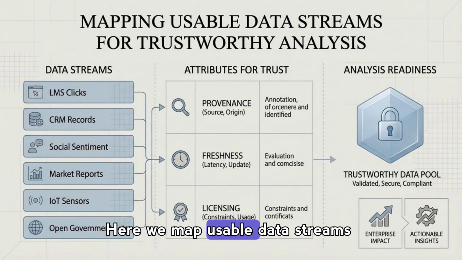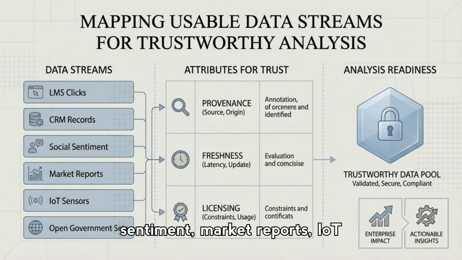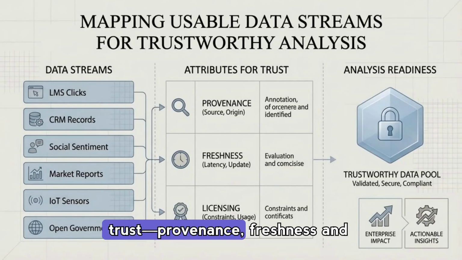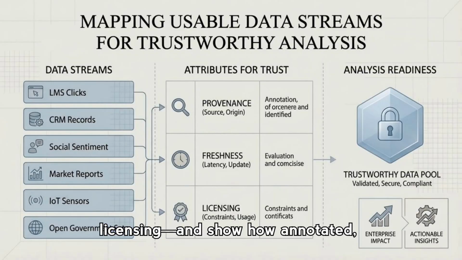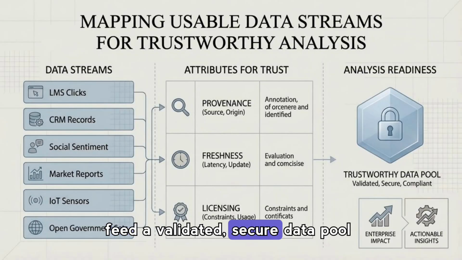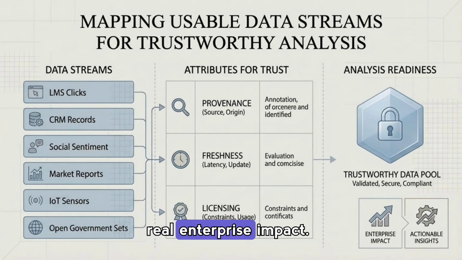Here we map usable data streams like LMS clicks, CRM records, social sentiment, market reports, IoT sensors, and open government data sets into attributes for trust, provenance, freshness, and licensing, and show how annotated, timely, and properly licensed inputs feed a validated, secure data pool that powers actionable insights and real enterprise impact.